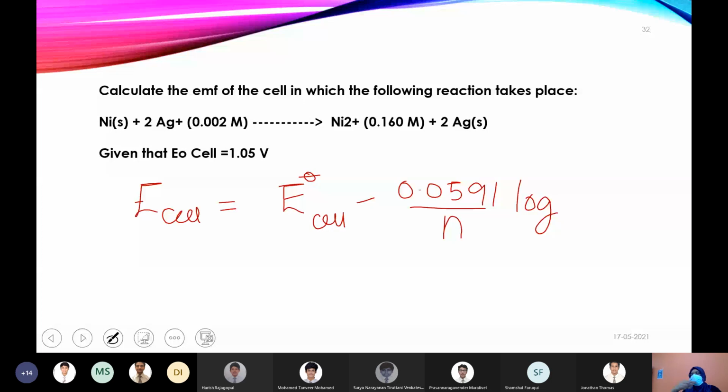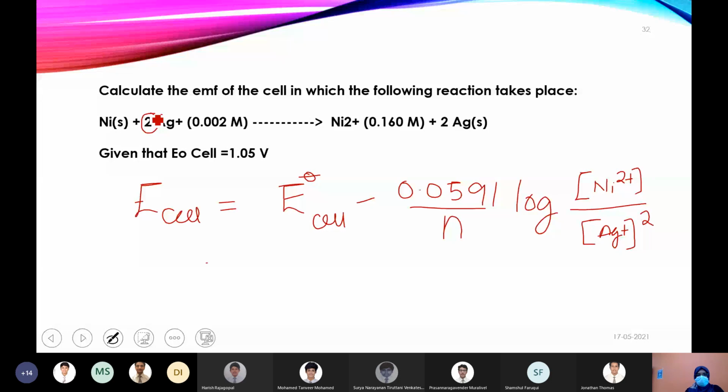Log concentration of Ni2 plus divided by concentration of Ag plus square. That square part is where students usually get it wrong, because they forget to write that square part. That's why always look for the stoichiometric constant in the cell reaction and then fill in the details.